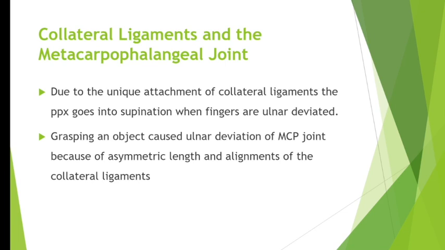And also because of this attachment, when you try to do ulnar and radial deviation, the fingers usually go into ulnar deviation and the proximal phalanx supinates. This is commonly seen in the ulnar sided digits, which are the ring finger and the little finger, and this helps in grasping spherical objects in a much better way.